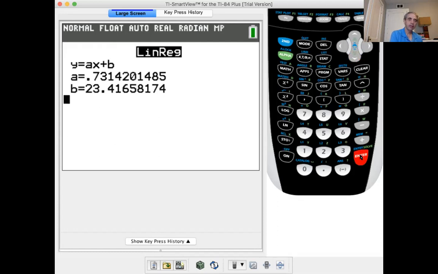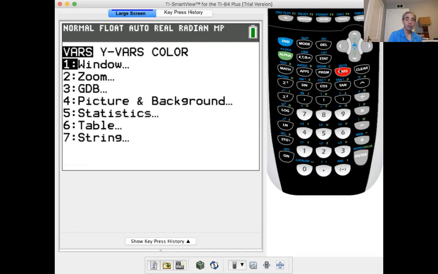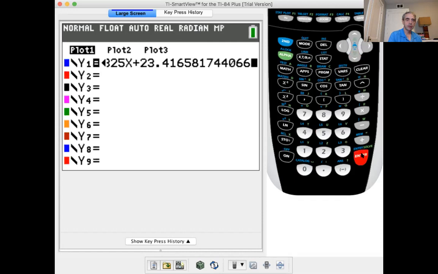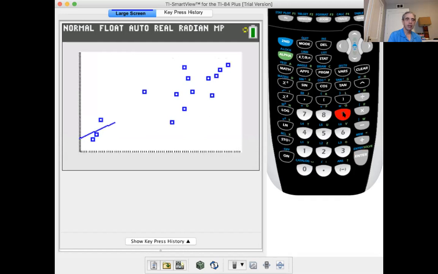Y equals 0.73x plus 23.4. And let me go ahead and put in the regression equation. I'll use the shortcut method this time. So we're going to go to VARS. Statistics is number 5. Equation over, there's the regression equation, enter. So there it is. There you see the 23.4. And let's again go to zoom stat number 9. And there's your line of best fit.